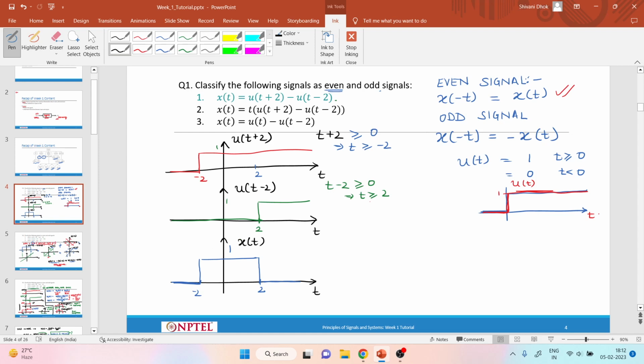And now we need to find whether this x of t that we have obtained is an even signal or an odd signal. And what is the definition of an even signal? It says that if my flipped version, that is x of minus t, is equal to x of t, then it is an even signal. So let us look at how x of minus t looks.